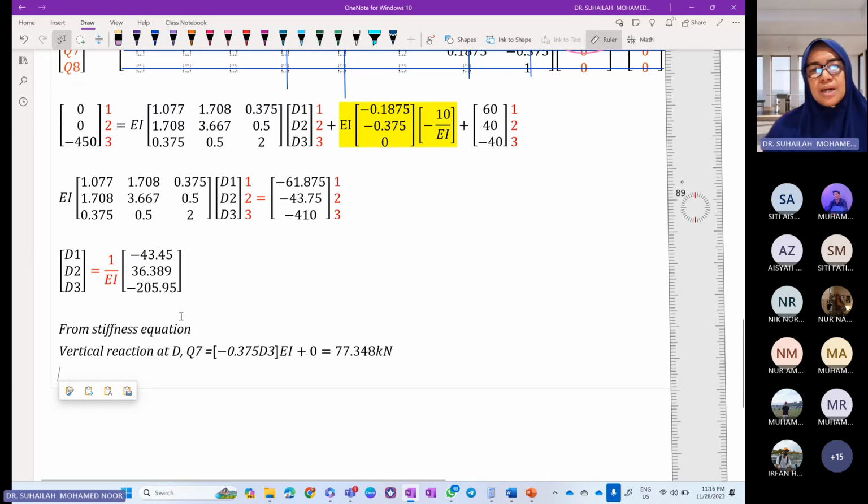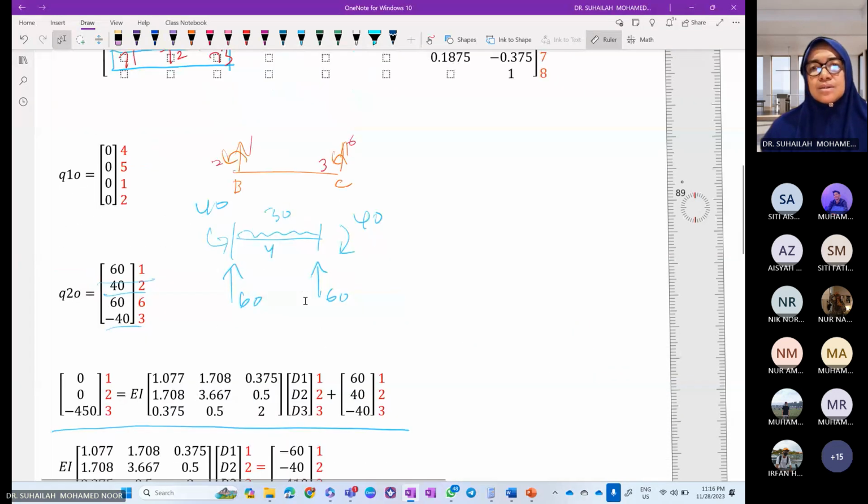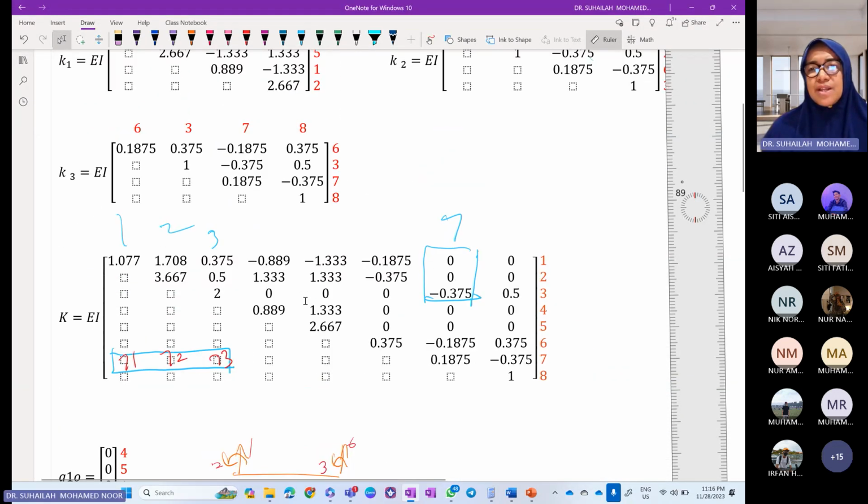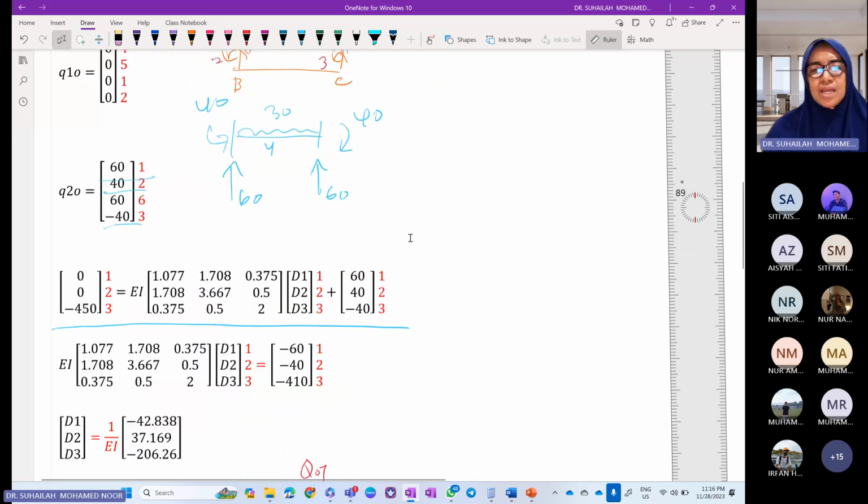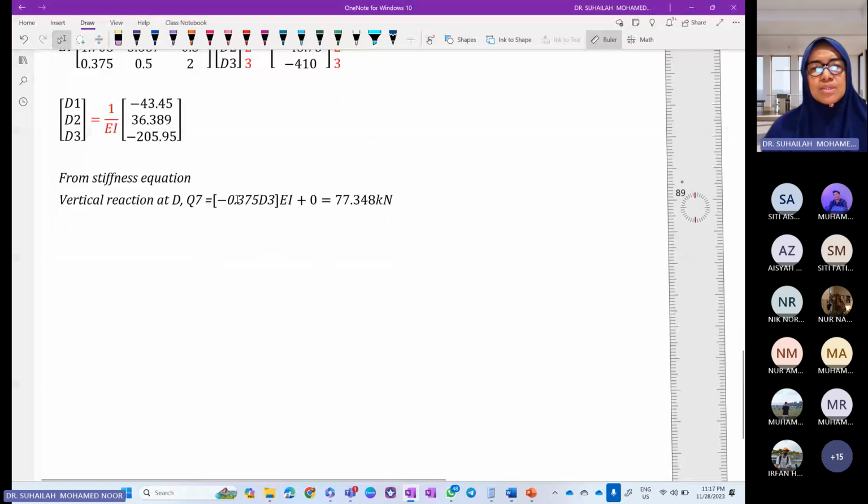Okay, yang ni at 7 kan tadi. At 7, 375 ni kali dengan sama je the same process, cuma kita tukar nilai D3. D3 now is negative 205.95. So dapat apa dekat sini? Q7? Not much changes when settlement is located at C.